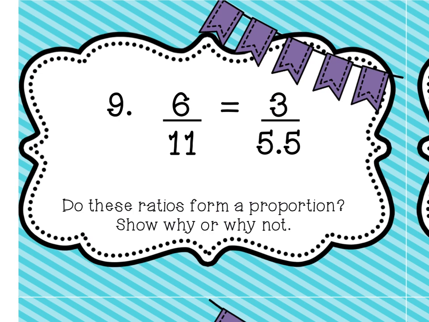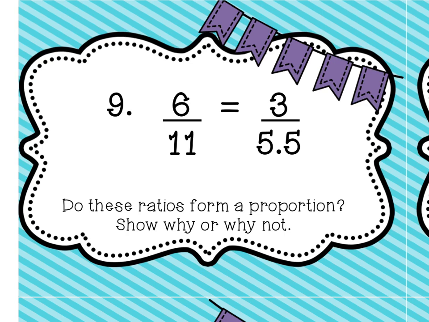The next set of cards are a little bit different. 9 through 12 ask you, do these ratios form a proportion? Show why or why not. So you're going to cross multiply and prove whether both products are equal or not equal. And in order to show why, you're going to state what the cross products are.